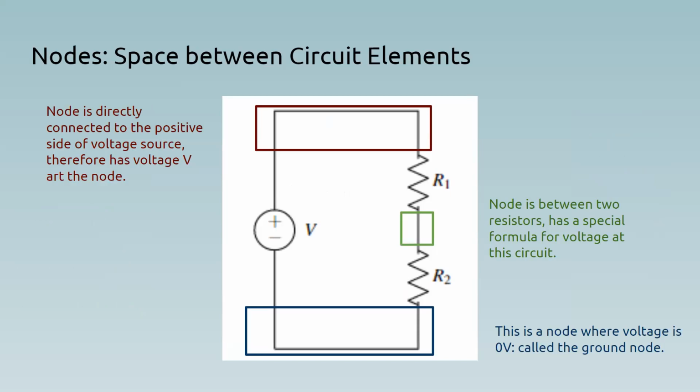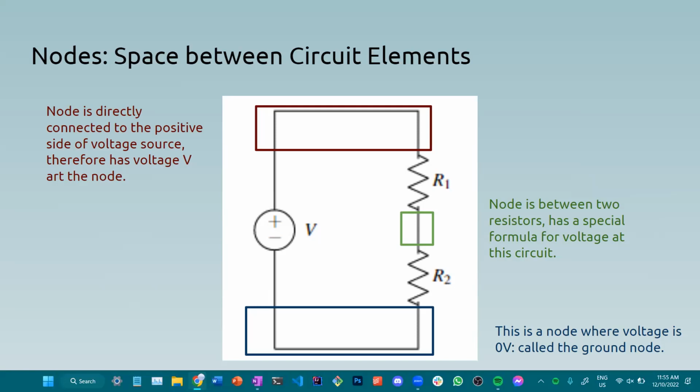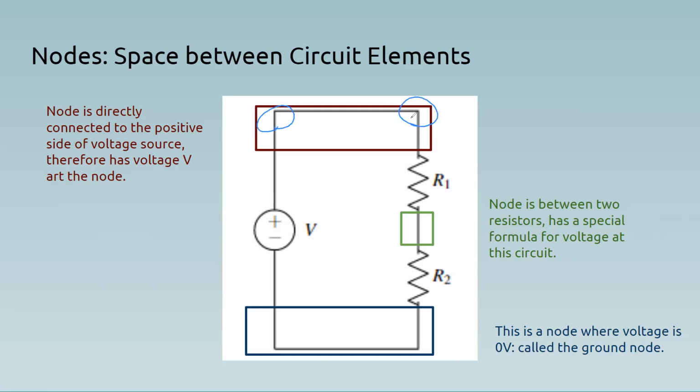But for now, let's talk about an important part of analyzing circuits, which is nodes. Nodes are basically spaces between circuit elements. Nodes are directly connected to different electric components depending on what components these nodes are in between. Note that within any space of one same node, they'll all have the same electric potential, which means that the voltage you see here and here are the same because they're within the same node.